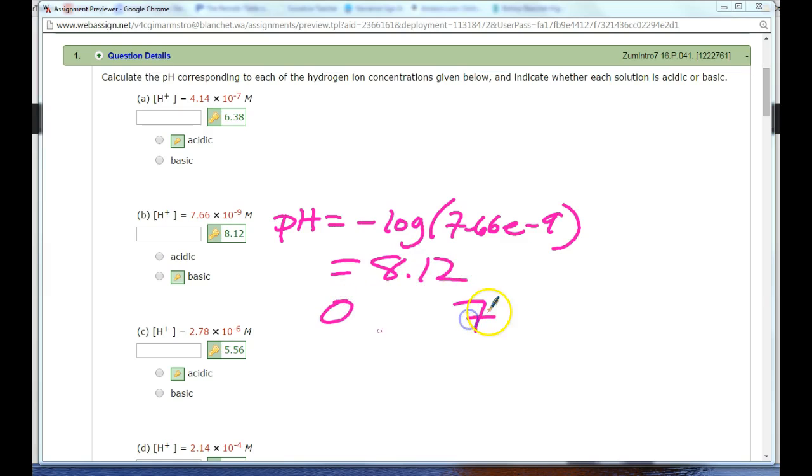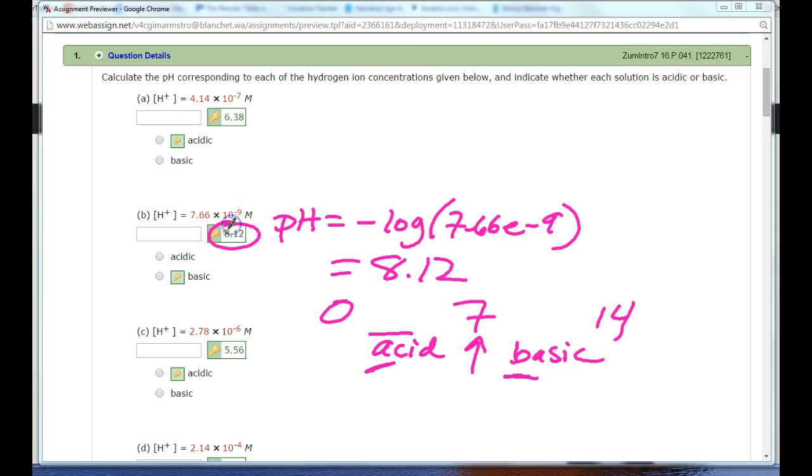So on the pH scale, 0 to 7 is acidic, and 7 to 14 is basic. And you could think of it alphabetically. A comes before B, and 7 is neutral. So this pH of 8 is basic. And back here, this pH of 6 was less than 7, so it's acidic.